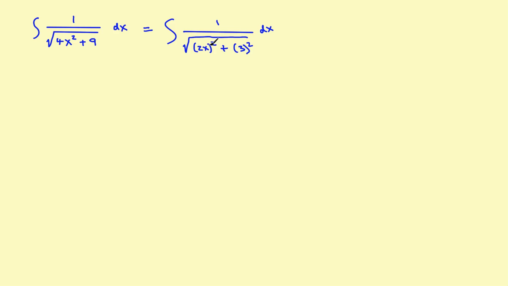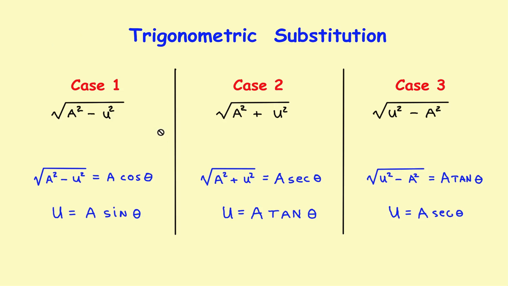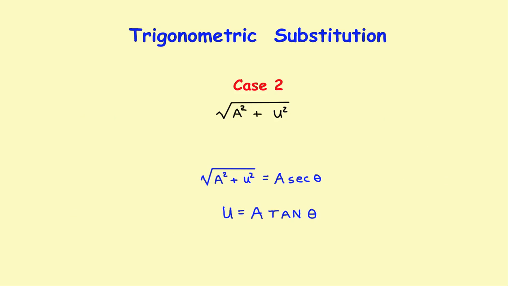So what you've got here is the square root of something squared plus something squared. Now, the next thing to do is look at the 3 cases and figure out which case you've got. So again, the 3 possibilities are this. Something squared minus something squared, plus, and then either u squared minus a squared. Now in this case, we've clearly got something squared plus something squared, so we're going to use this case 2 example, which means we can forget about these other ones. So just concentrate on this, and all you need is this.